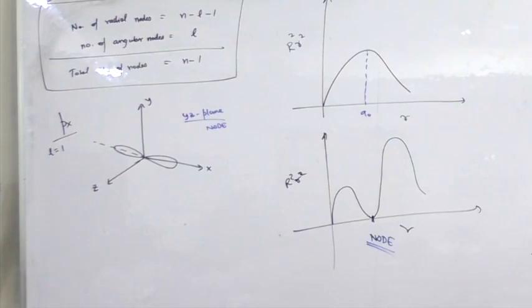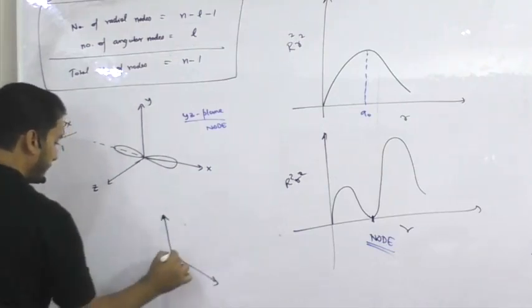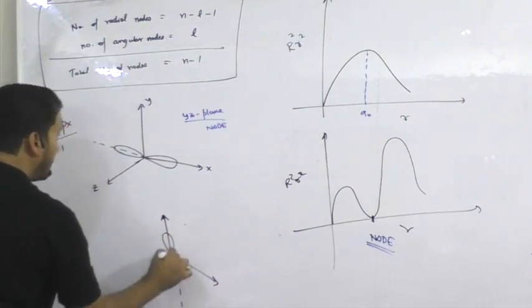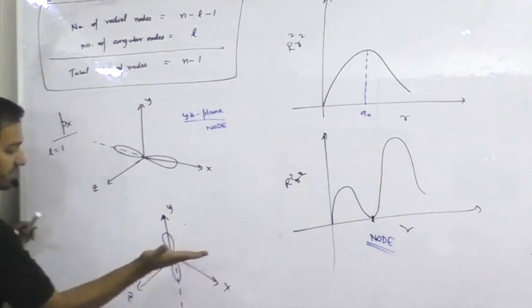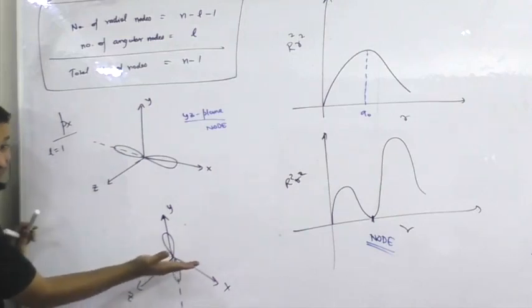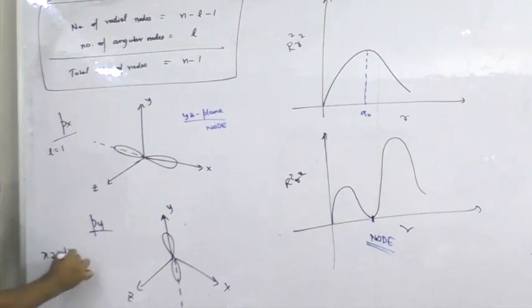0. Right? So the angular node for px is the yz plane. Similarly, if I asked you for py, the xz plane, yes, right? This plane will be the node, the angular node for the orbital py. So for py, the xz plane is the node. And this is what we call an angular node.